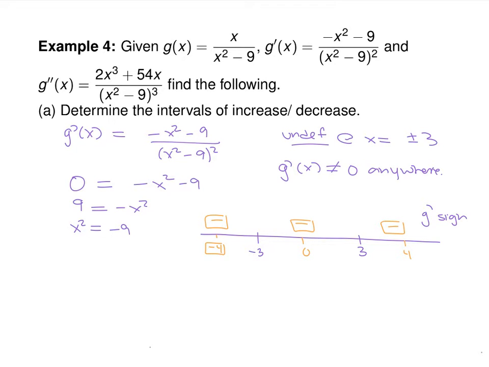So that will also be negative. So it's always decreasing, but it decreases in chunks, right? Because it doesn't decrease at -3 because there's an asymptote there. So you know that g is decreasing on -infinity to -3, -3 to 3, and 3 to infinity.